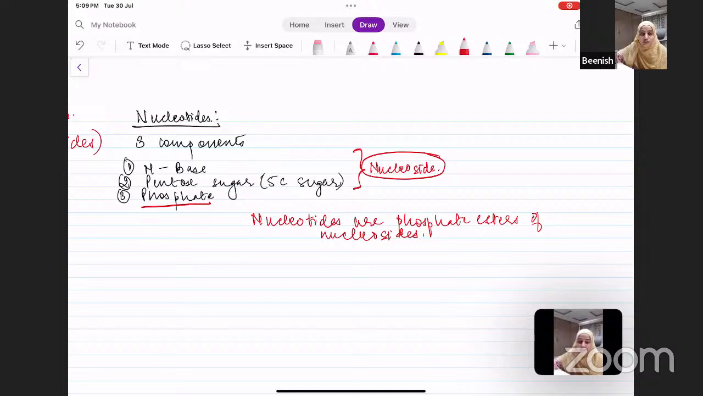Your nucleic acid is of two types, RNA and DNA. How do you define RNA and DNA? That is on the basis of the different types of sugar. I'll also define the sugars later in the lecture.